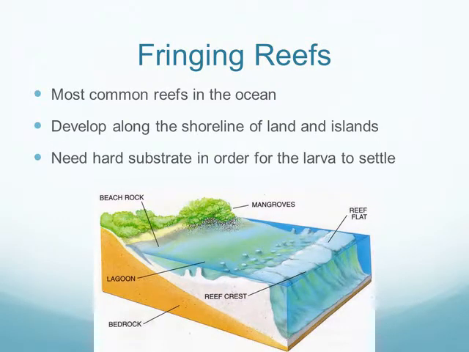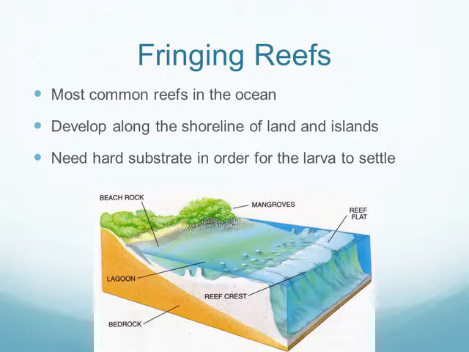So let's go over each one separately. Fringing reefs are the most common reefs that you see in the ocean. They develop along the shoreline of land and islands, and they need hard substrate in order for the larvae to settle. So they can't just settle in the sand, even though it may look that way when you go out to the beach. It actually needs some sort of rock in order to settle.